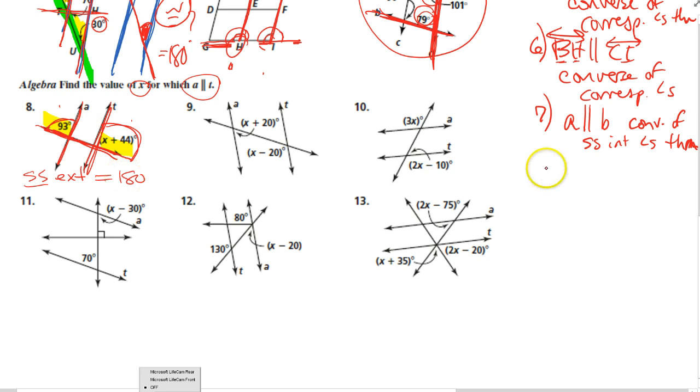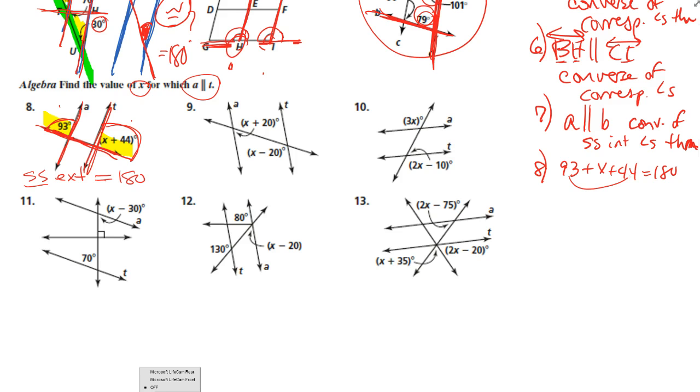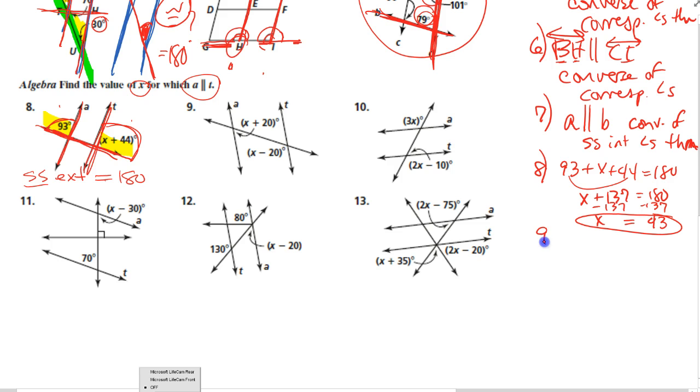Let me do that math over here. 93 plus x plus 44 is 180. I can simplify these 2. Equals 137. So now I've got x plus 137 equals 180. And so I've got x, subtract 137 from both sides. And I'm left with x equals 43. Number 9.